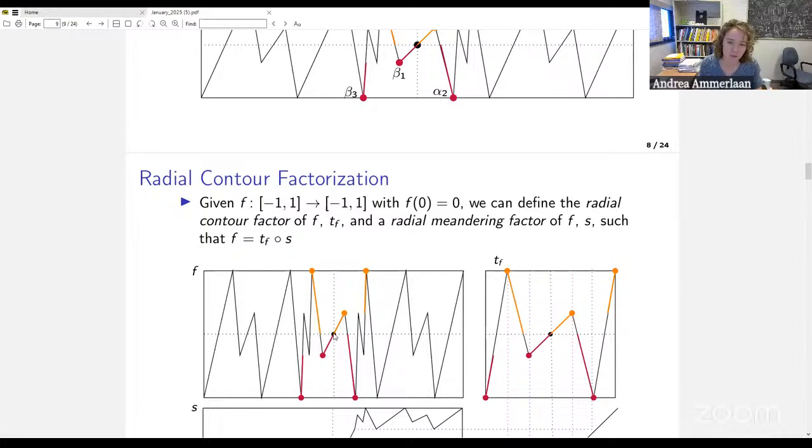So here we have the same y value. As we go to the right, we go up to, I think that's 1/3. Maybe it's 1/3, I don't know. We go up to 1/3 before we go down again. So our radial contour factor goes up to 1/3 and then it turns back around. Then after that, we go down to -1 and we have all of these departures.